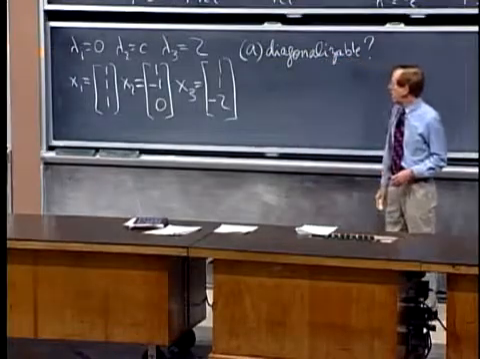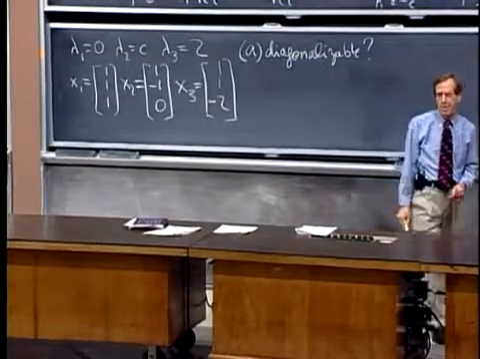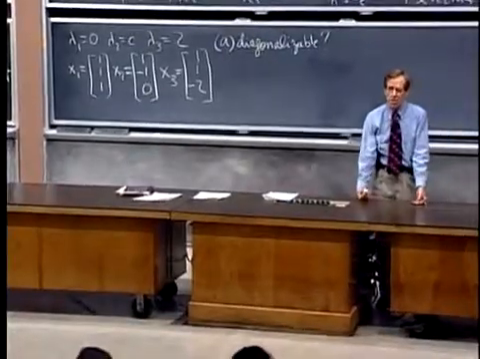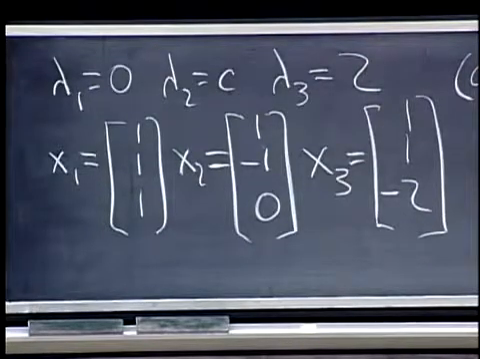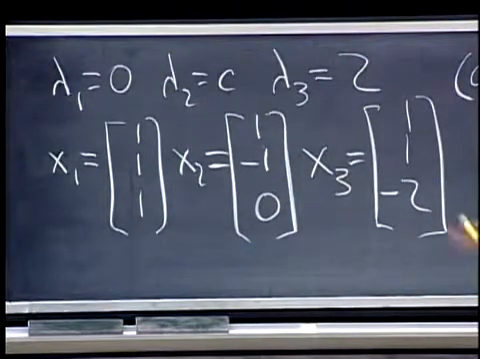Okay? What's the deal on diagonalizable? We need enough eigenvectors, right? We don't care what those eigenvalues are. It's eigenvectors that count for diagonalizable. And we need 3 independent ones. And are those 3 guys independent? Yes.